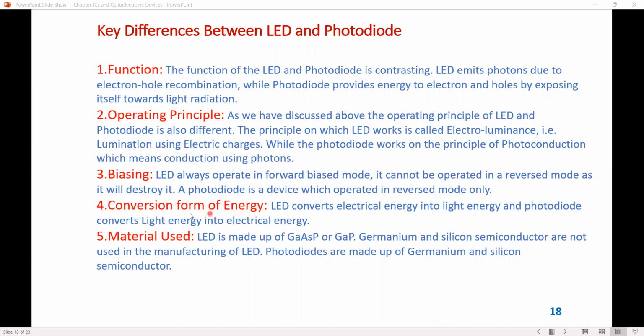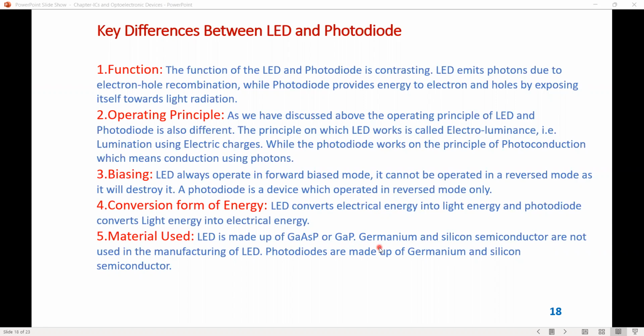Conversion form of energy. LED converts electrical energy into light, and photodiode converts light energy into electrical energy. Material used: LED is made up of gallium arsenide phosphide, GaAsP, or GaP, gallium phosphide.